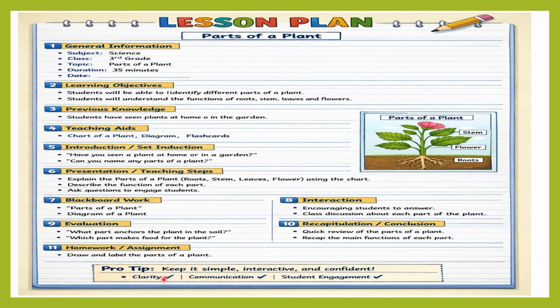So here, what is the tip? Keep it simple, interactive and confident. Clarity is very important. Language should be simple and easy to understand for the student. Communication should be clear, and student engagement is of top priority.